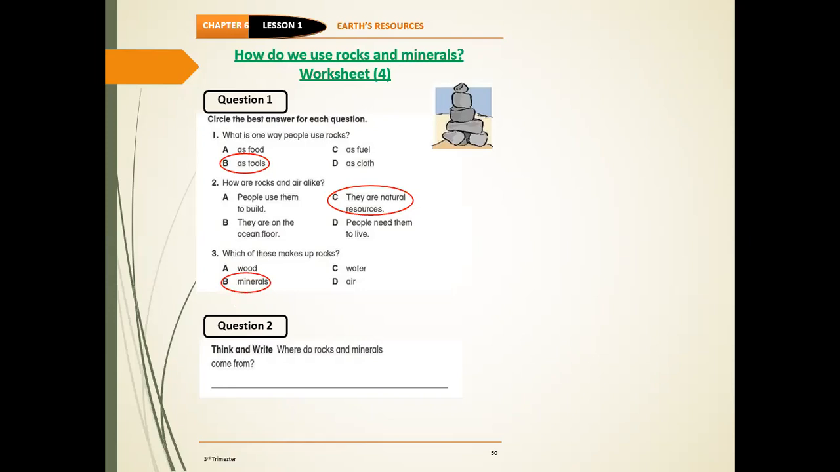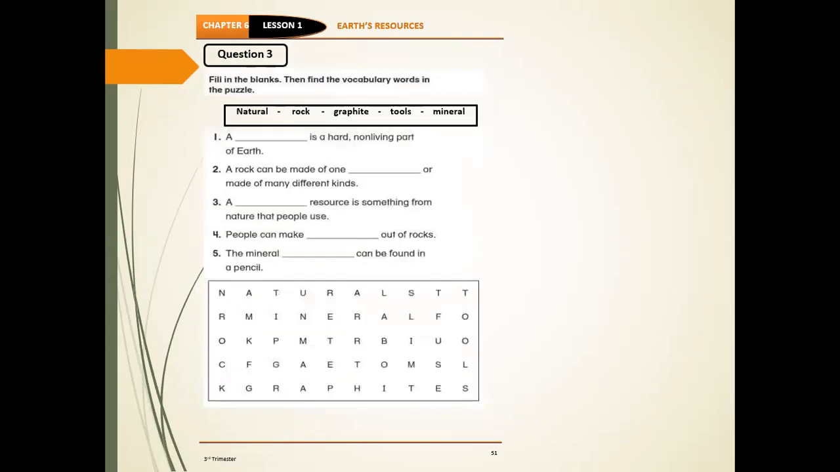Okay. Question 2. Think and write. Where do rocks and minerals come from? We solved it before in the last session. Where do they come from? They are found where? From the ground, underground, right? Okay. Page 51. Question 3, we have some words here and then we are going to find them down.